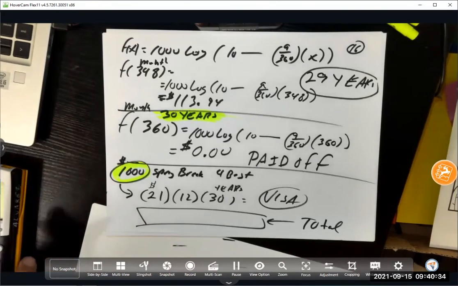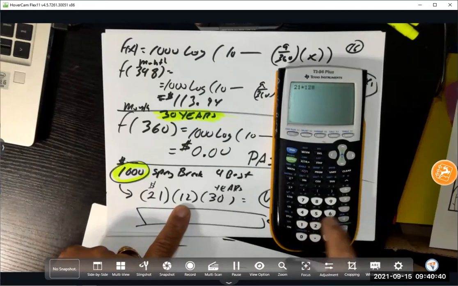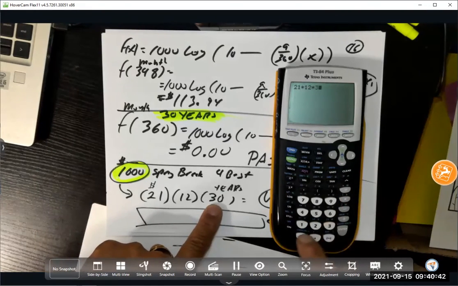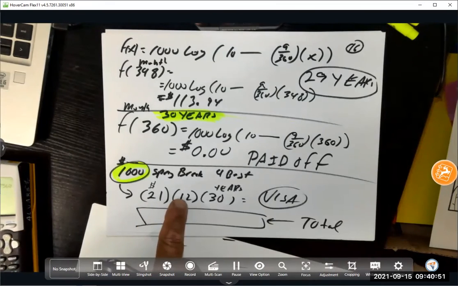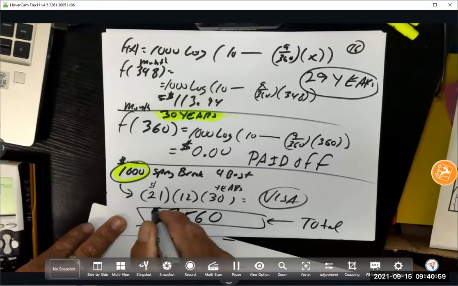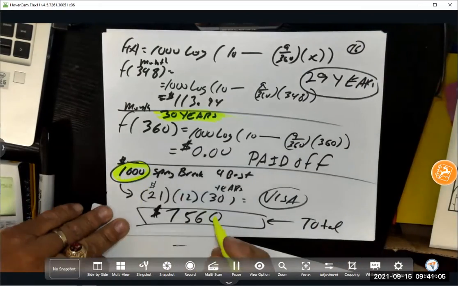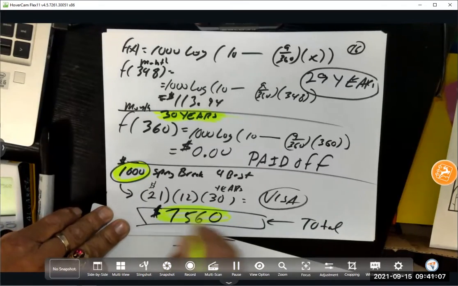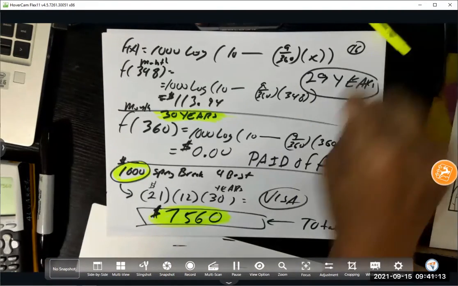Is it? I don't know. Let me do it. 9,072. 21 times 12 times 30. Is that right? Like that? Is that what you did? That's 21 times 12 times 30. Multiply this number. 7,560. Oh, there you go. $7,560. There you go. That's okay. So the $1,000 that I used for my spring break, I ended up paying the people at the credit card company how much money? $7,560 because they put finance charges on it. Does that make sense?